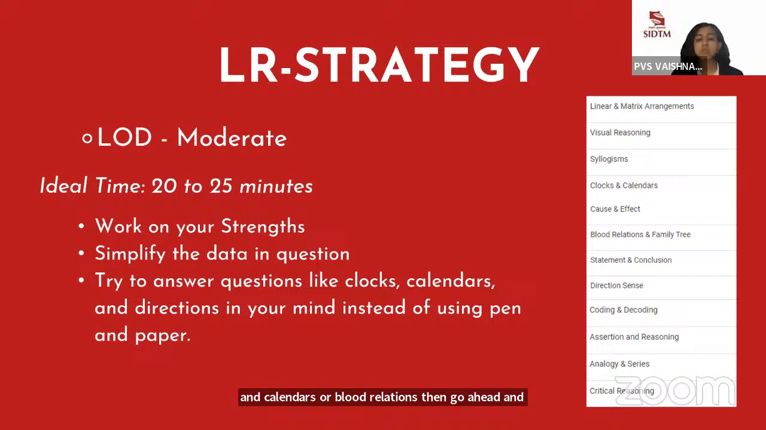Next, simplify the data and question. So for me, when I was solving questions in blood relations, I felt like making a tree diagram is something that worked for me. So if that is something that works for you as well, then go ahead and do that. Do anything to simplify the data and present data in a format that you can understand and solve the question faster. Also, try to answer questions like clocks and calendars, directions in your mind rather than using a pen and paper, because that makes it more time consuming.